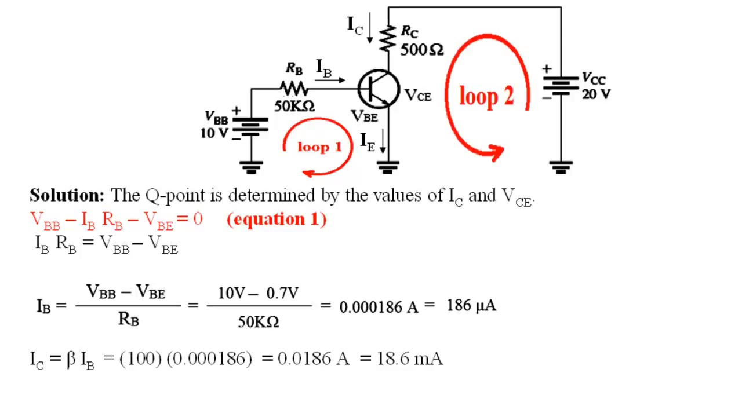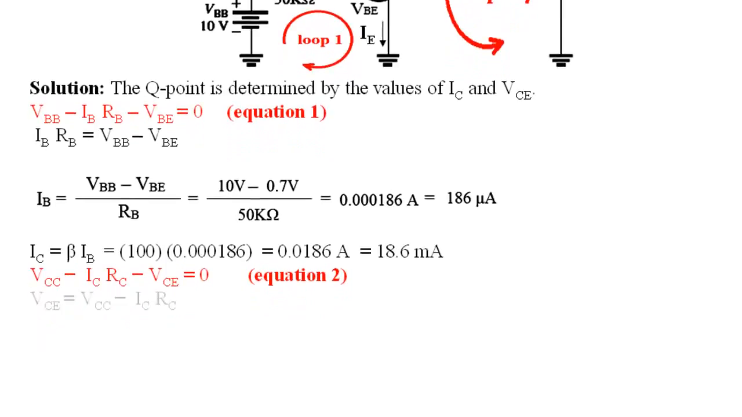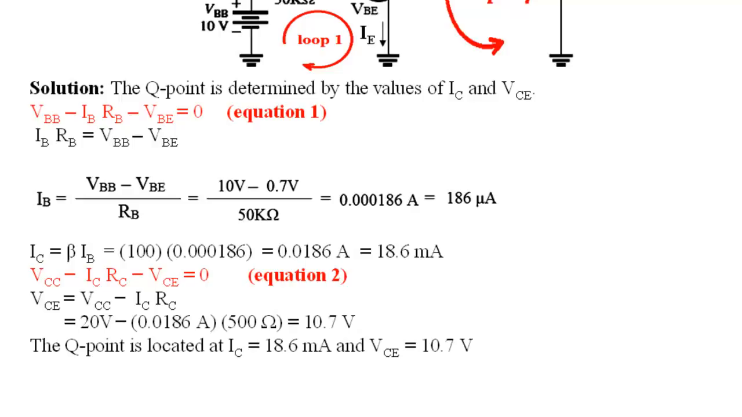Now we apply Kirchhoff's voltage law to loop 2, and we get equation 2. By rearranging the equation, we get VCE, which equals 10.7 volts. So, the Q point is located at IC equals 18.6 milliamperes and VCE equals 10.7 volts.